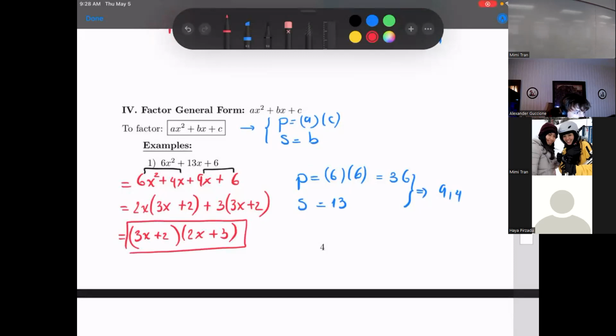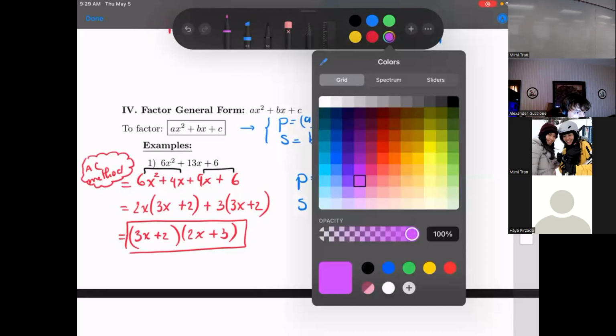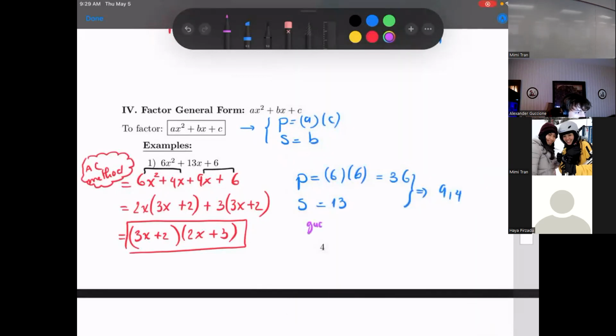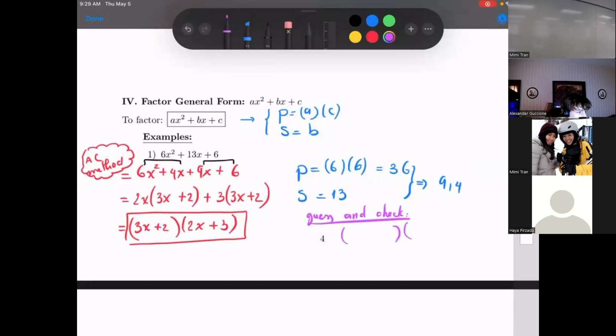I'm going to show you how to do guess and check. So this is the AC method. Okay, let's check. All right. So you want to find two numbers. What is that? 9 and 4. No. Let's check the work differently.